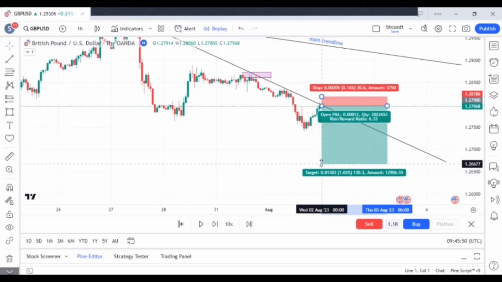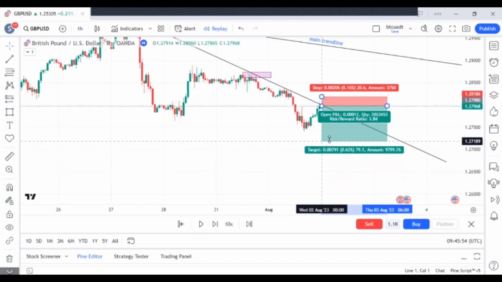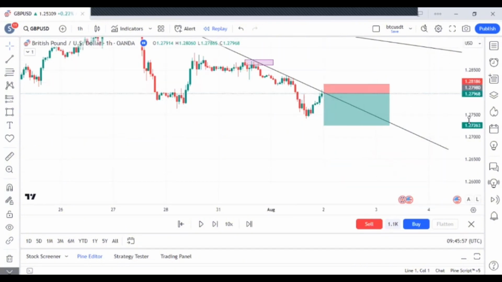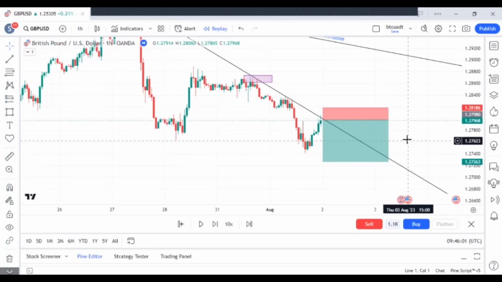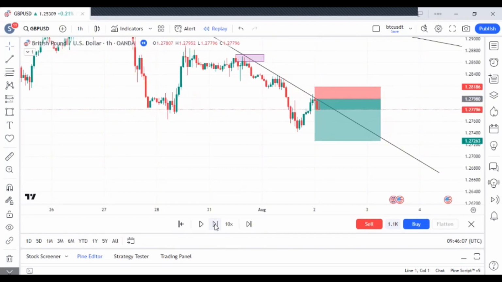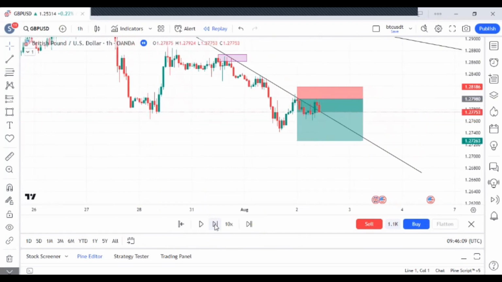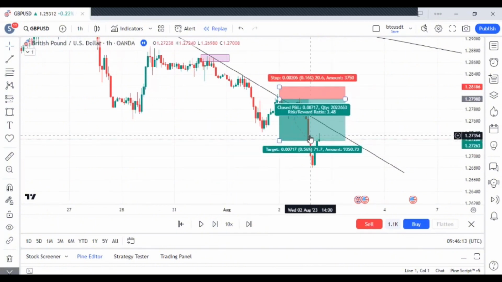Since I'm risking 20, I can target maybe 1:3. I'm okay with 1:3, or 1:4, it depends on whatever you want to target. For me, I do 1:2.5, sometimes 1:2. So let's see how this thing plays out. You see, bang, that's how money is being made.